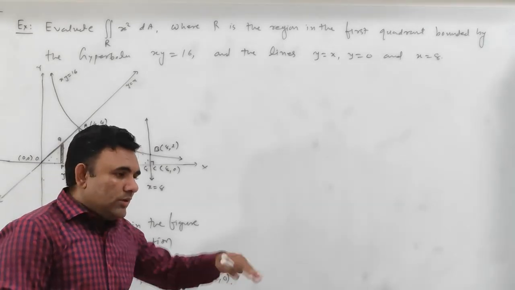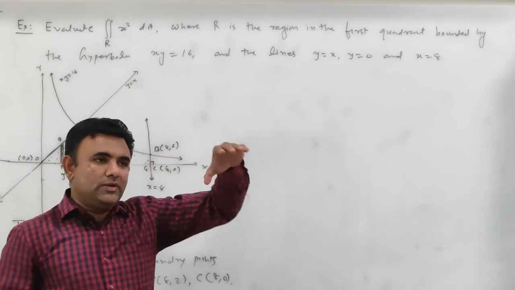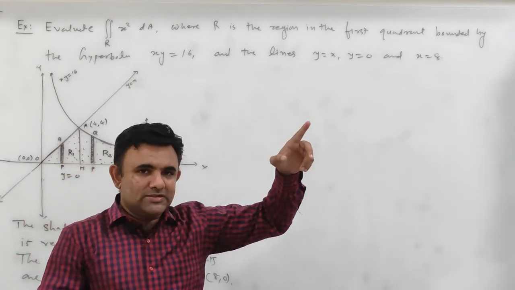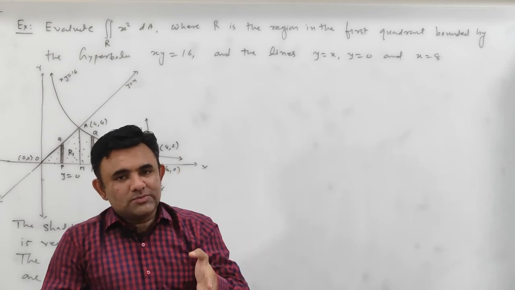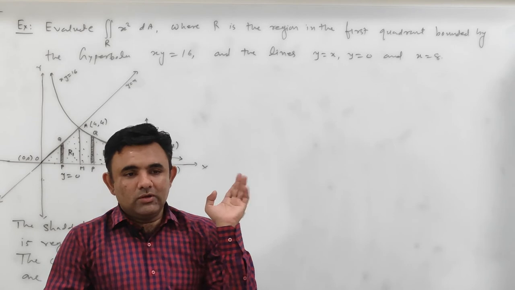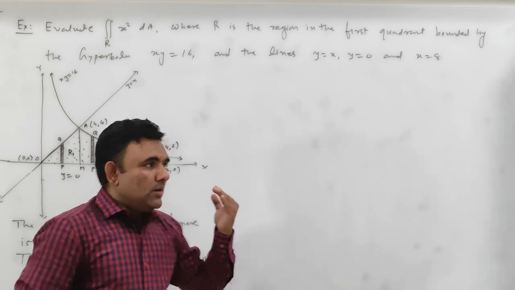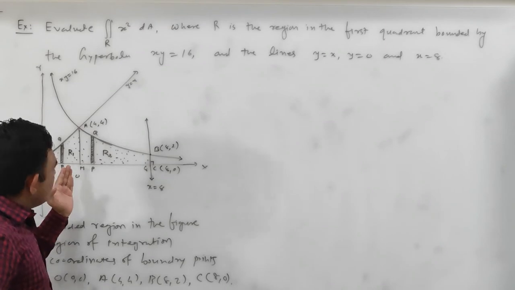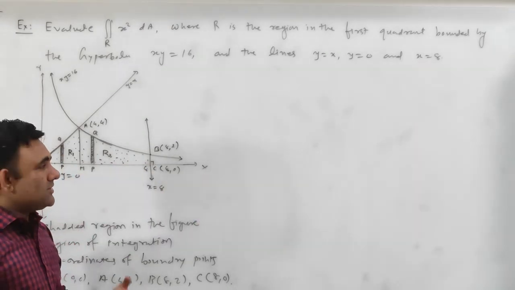In the previous example we considered a horizontal strip, but if we go for the vertical strip, then again we have two regions in the previous example. So we avoided that technique and went with the horizontal strip. And here for the vertical strip we have two regions. So let us go for the horizontal strip and see what happens.